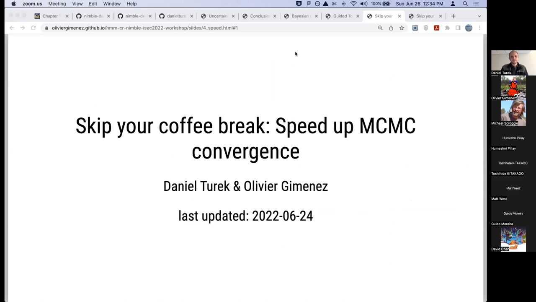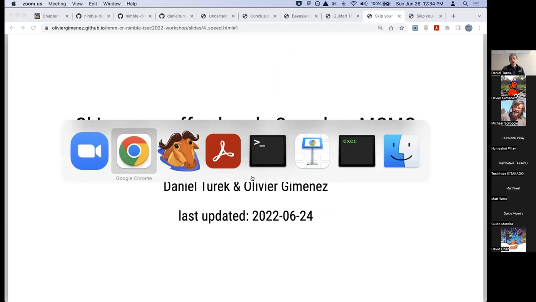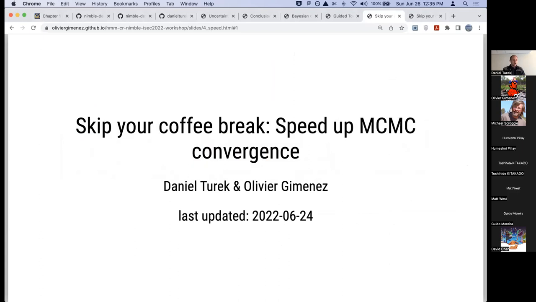This is hopefully interesting, and it is changing gears a little bit from what we've been doing. We've done a lot of HMMs and looked at different model formulations and ways of doing things. Here we're going to look a little bit more at the capabilities of Nimble and things you can do, ways to speed up MCMC convergence. As we all know, sometimes things can take a long time to run or converge.